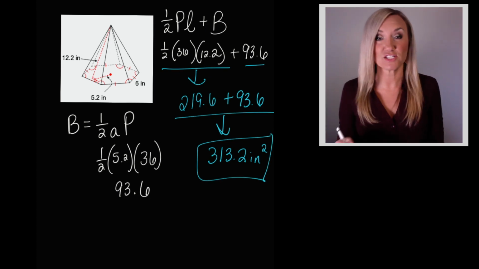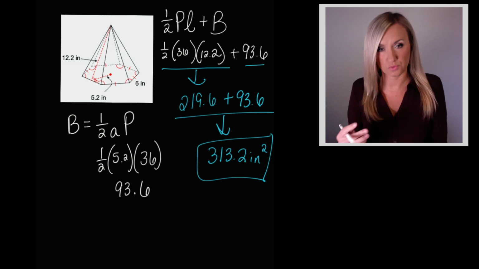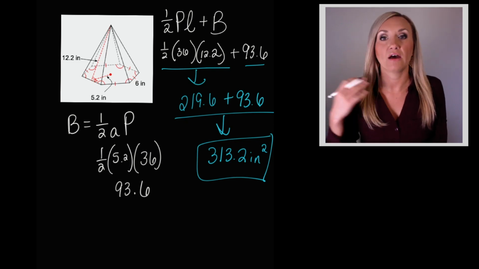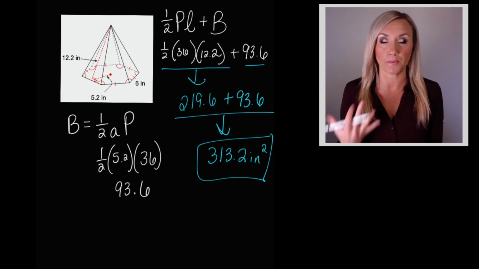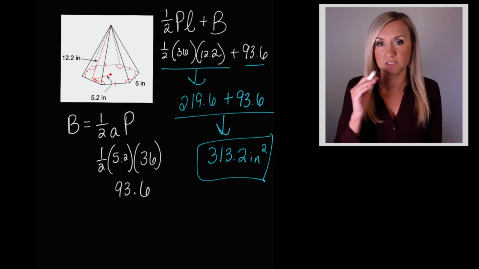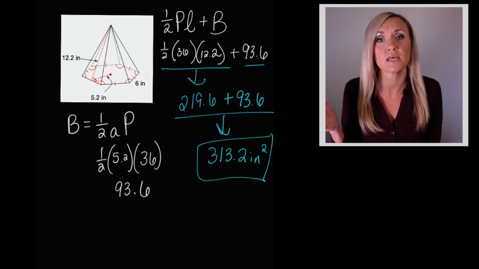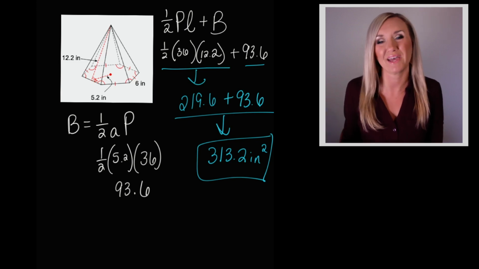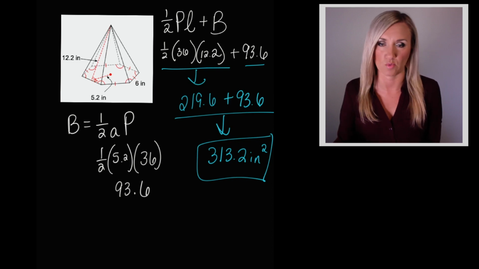All right, so those are our first 3 problems that have a regular base. They're going to follow that same formula, 1/2 of perimeter times the slant height plus the area of the base, and the area of the base is going to change with this assignment, just depends on what type of base that we have. So what if our base is irregular, okay?